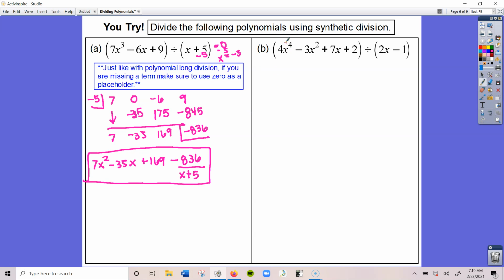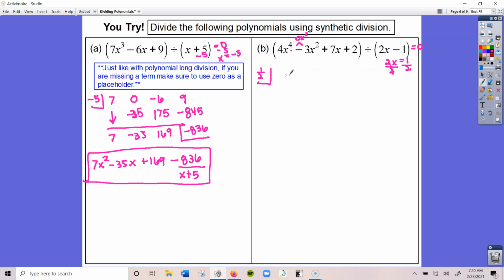Now here we have 4x to the fourth minus 3x squared plus 7x plus 2, and we are dividing by 2x minus 1. First of all, let's take note that we are missing the x cubed term that's in between. So in between here, I would put a 0x cubed when we are writing our coefficients. In order to figure out what number is going to go in the box, we need to make this linear factor equal to 0. In this case, I would have to add the 1, so 2x is equal to 1, and then you divide by 2, which would give us that x is equal to 1/2.